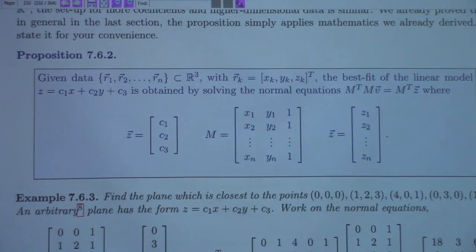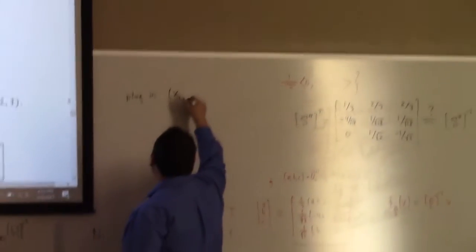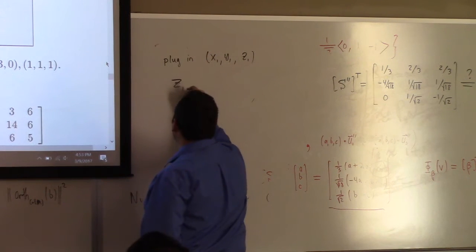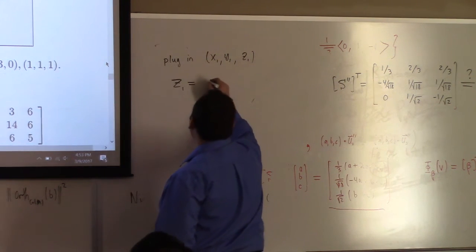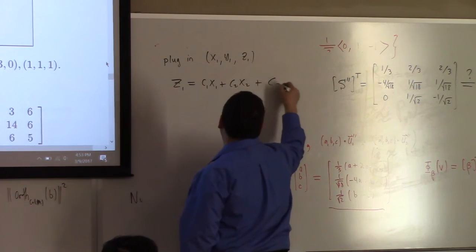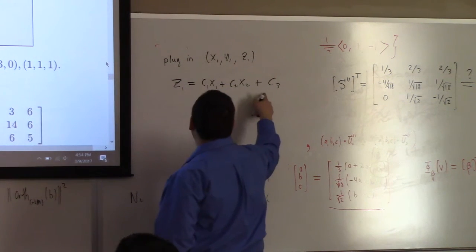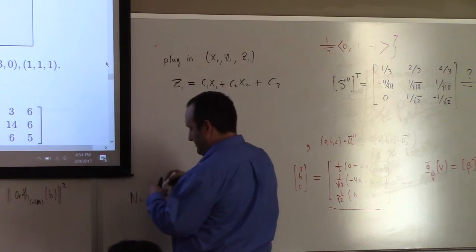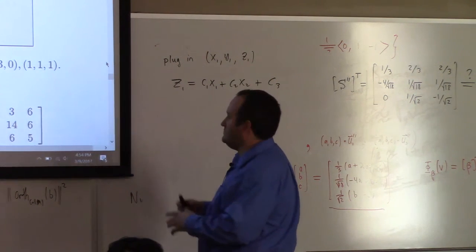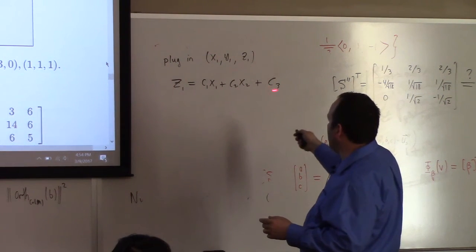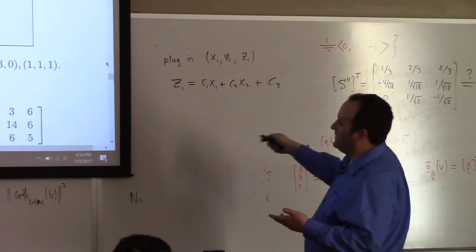You could have something a little bit more interesting, like the best fit linear model of this: z equals c1x plus c2y plus c3, right? So like a typical equation, let's just think about plugging in x1, y1, z1. That gives you z1 is equal to what? My model is c1 x1 plus c2 y1 plus c3, right? So the variables in the equation are the C1, C2, and C3. The coefficients are the X1.